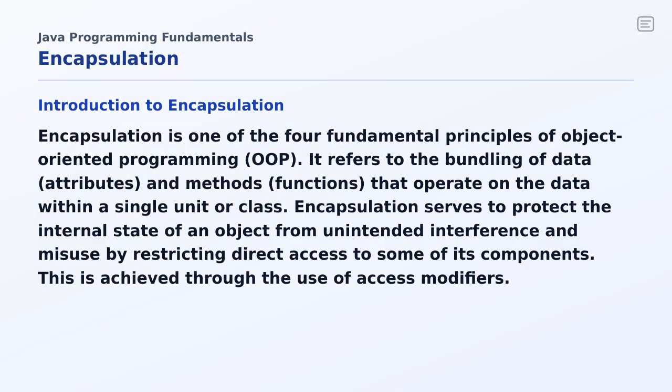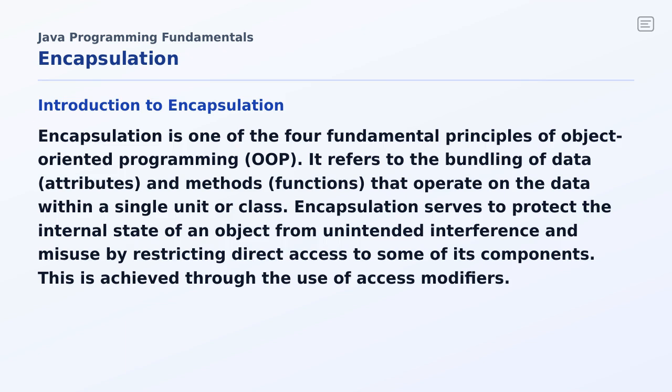Next, Introduction to Encapsulation. Encapsulation is one of the 4 fundamental principles of object-oriented programming, OOP. It refers to the bundling of data, attributes, and methods, functions, that operate on the data within a single unit or class. Encapsulation serves to protect the internal state of an object from unintended interference and misuse by restricting direct access to some of its components.